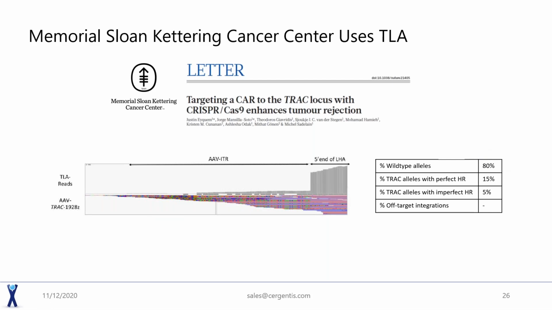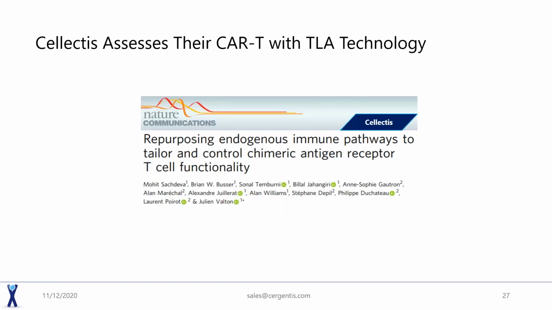But 20% did. And of those 20%, 75% actually had perfect integration, homologous recombination, while 25% did not. And in this manner, we were able to demonstrate in the study and through this work the suitability of TLA to assess the efficiency as well as the accuracy of targeted integrations.